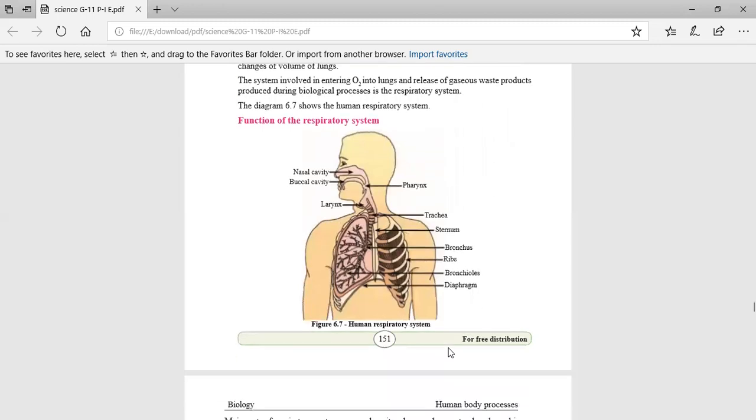Right. Here is the structure of the human respiratory system. It starts from the nasal cavity. This is the cavity inside the nose. It is the nasal cavity. The buccal cavity is open to the mouth. Here is the pharynx. Here is the larynx. And this is the trachea. The trachea is open to the lungs.